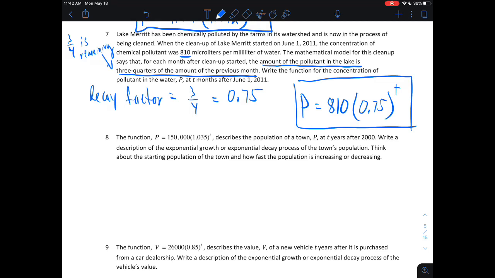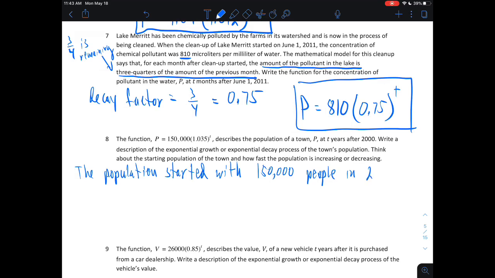So at least we can say the population started, what was the initial amount? That's the 150,000, with 150,000 people when? The year 2000, 20 years ago. Okay, so that's our first sentence that we can talk about, the initial value.